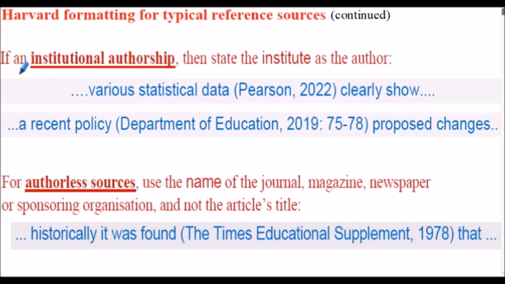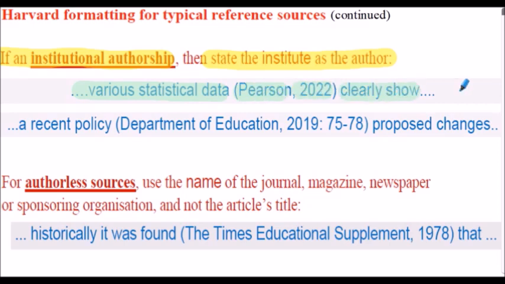If a source has an institutional authorship, then we state the institute as the author. So a possible extract might read, various statistical data, Pearson 2022, clearly show that, etc. And here Pearson, so an awarding body in this particular case, is the institute. Here's a second example where the institutional authorship is actually the Department of Education. Notice the date and the page numbers are stated.